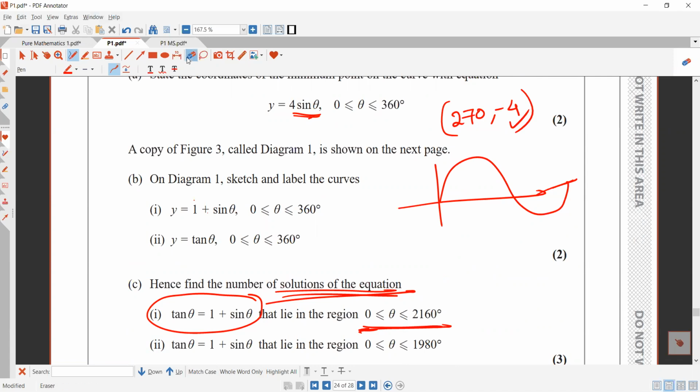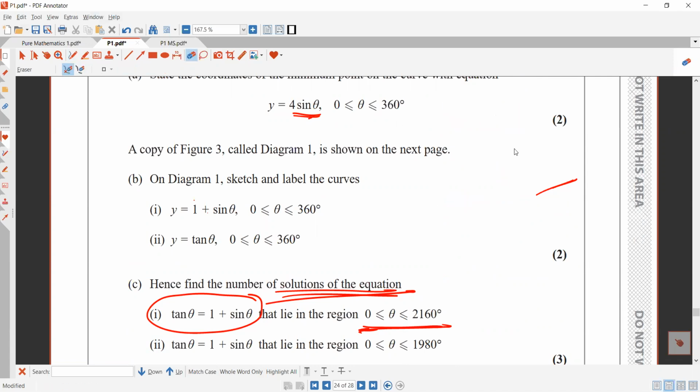Tell me that. Are you guys confused in this? Show answer. I'm not sure if mine is correct.